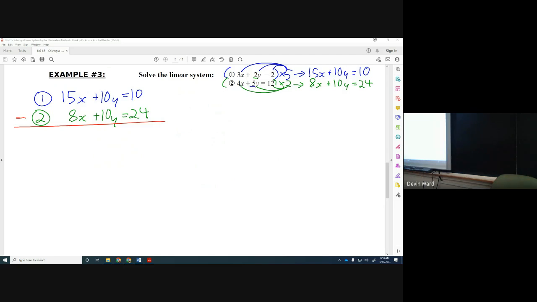So it doesn't matter which one you put negative 2 into. You'll get the same answer for the line.